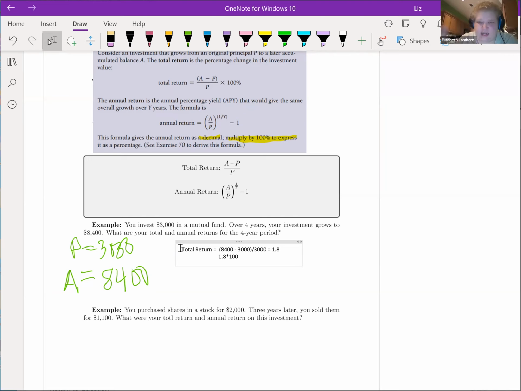Because I had the equal signs, but it was no longer equal because I did a second calculation. So 180% is the total return. So 100% would mean we doubled. 200% would mean we tripled. We didn't quite triple because that would have been 9,000. So 180%.